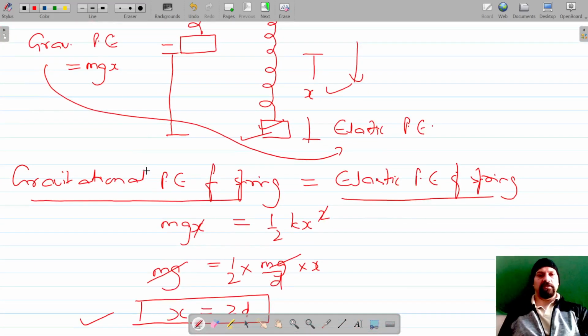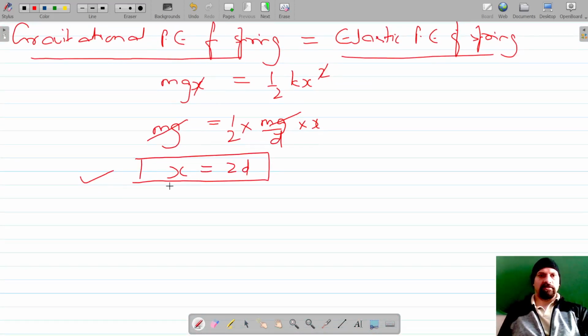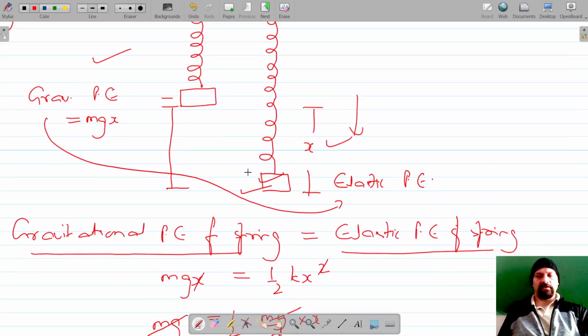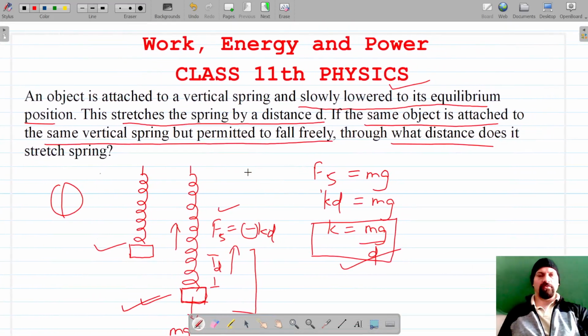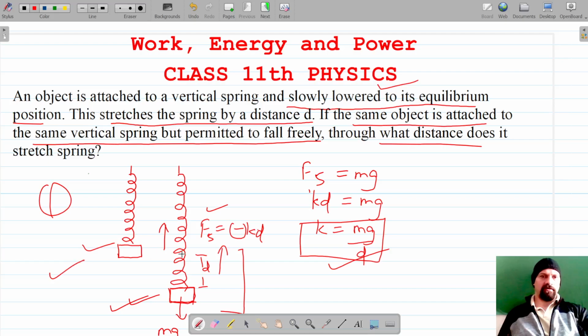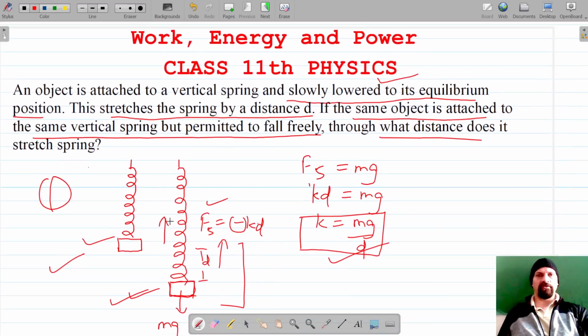when it is allowed to move slowly to a distance d. So the distance by which the spring stretches when it's allowed to fall freely is 2 times the original distance when the object is allowed to move slowly to its equilibrium position.